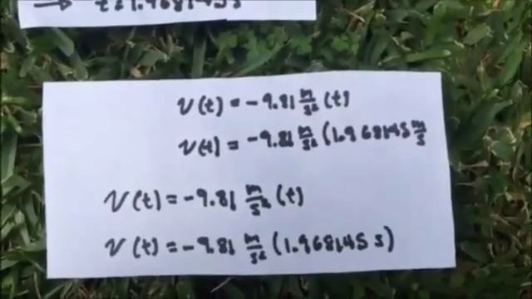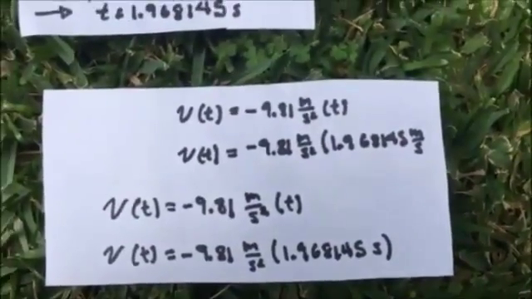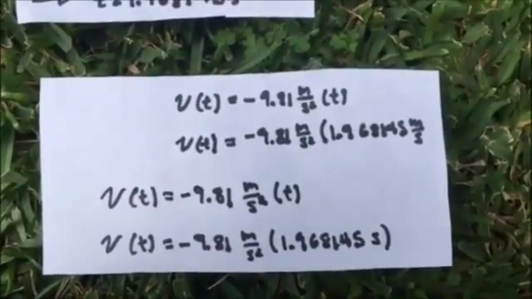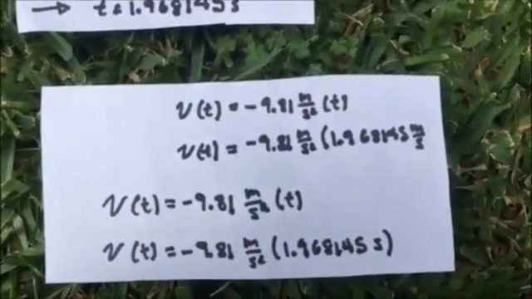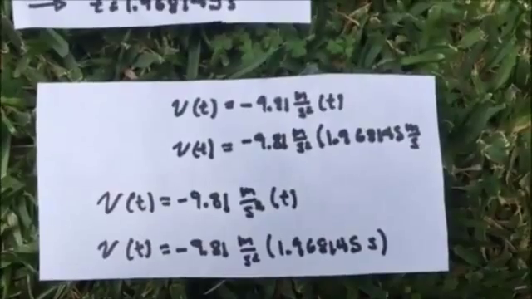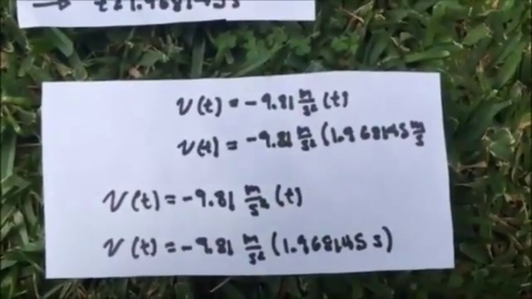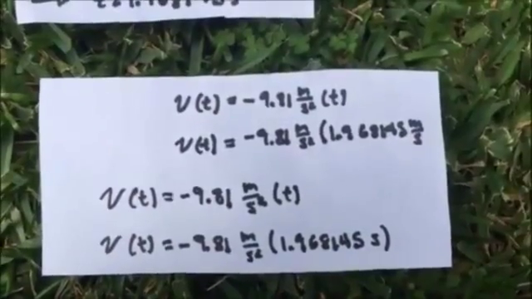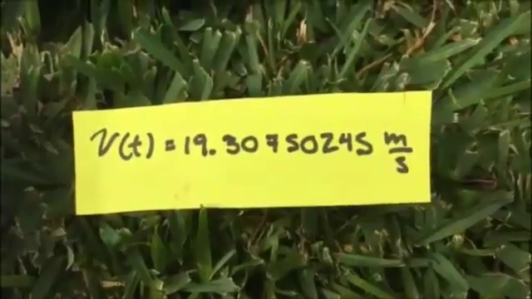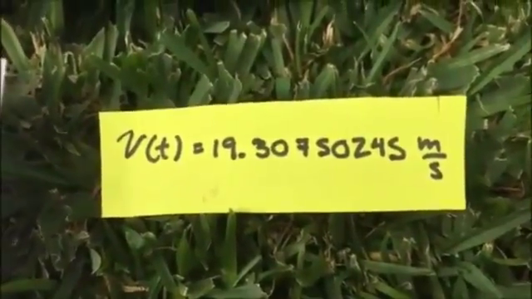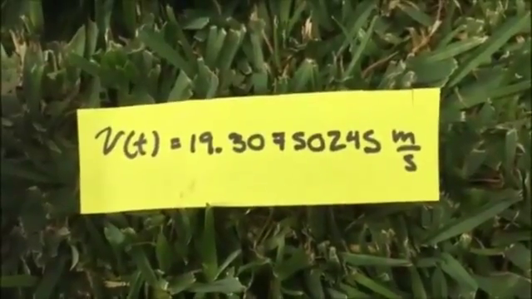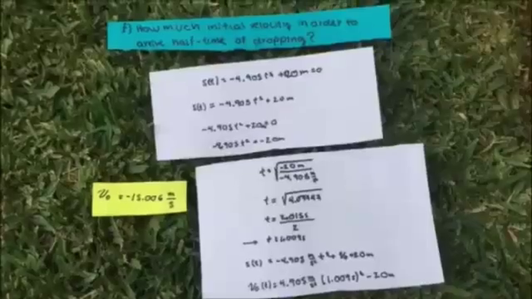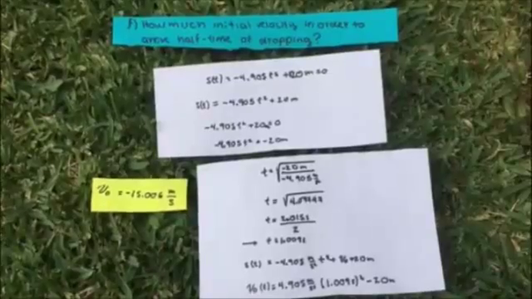Then we are going to substitute that time into our function of velocity, which is going to give us a velocity in time equals minus 9.81 meters per second squared times 1.97 seconds, thus resulting in velocity in time equals minus 19.30 meters per second.